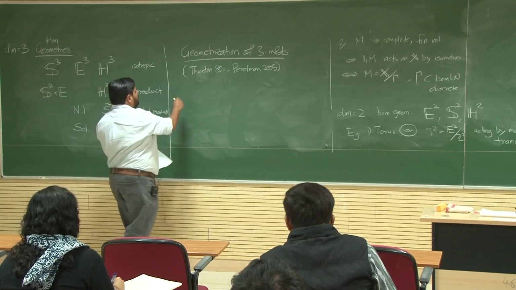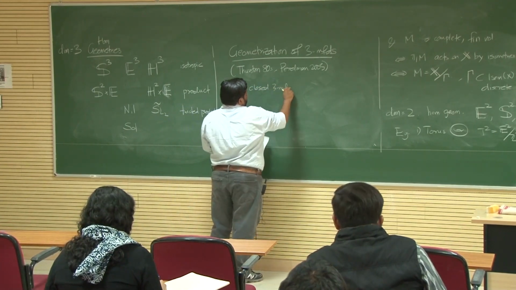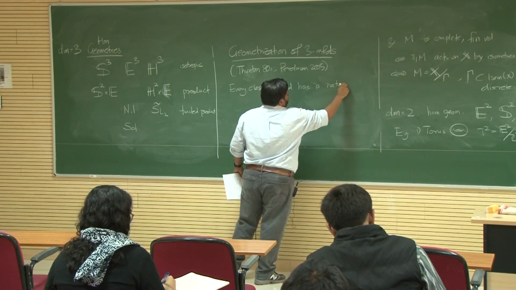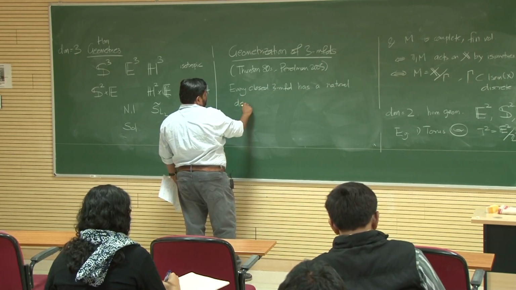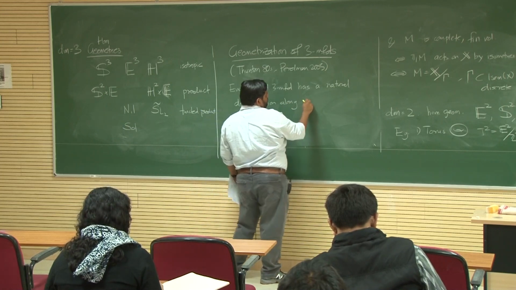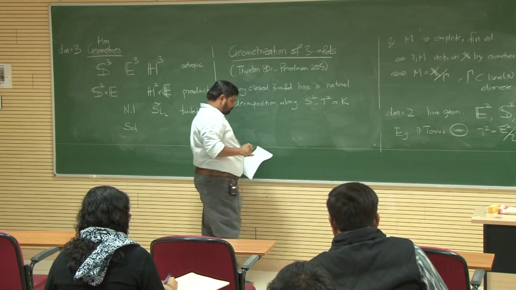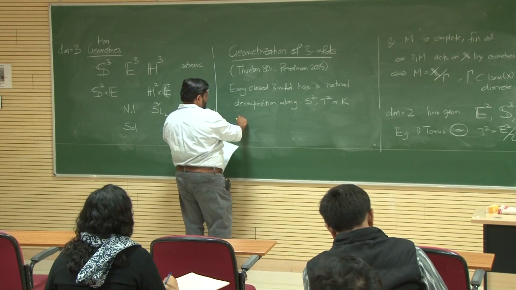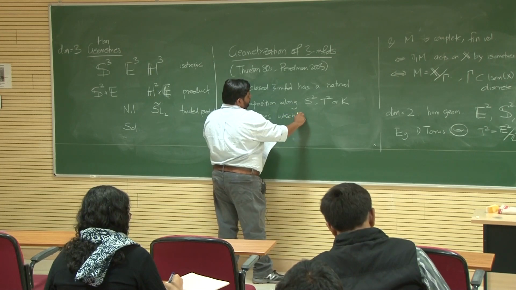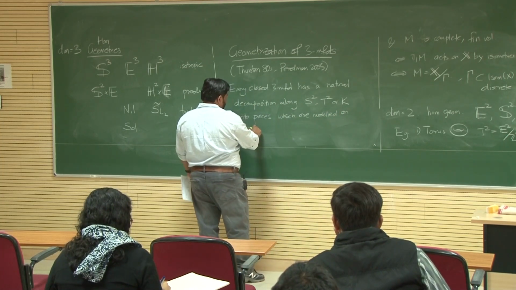So, what it says is that every closed 3 manifold has a natural decomposition along S2's, tori or Klein bottles into pieces which are modeled on one of the 8 geometries.